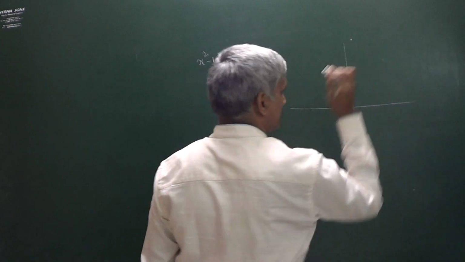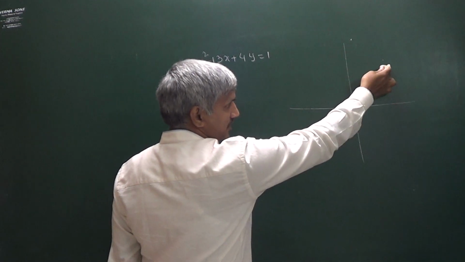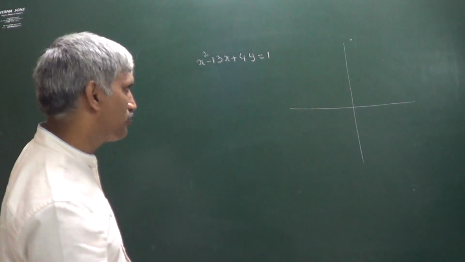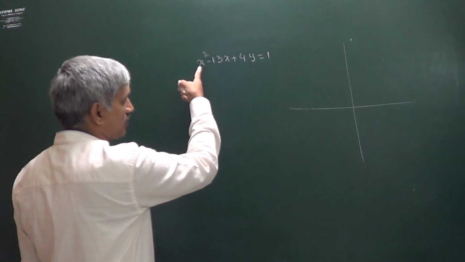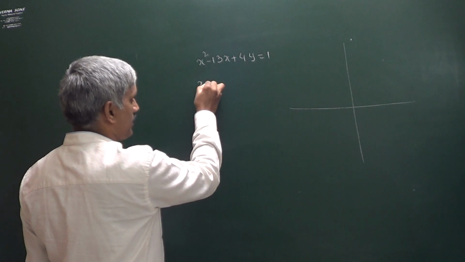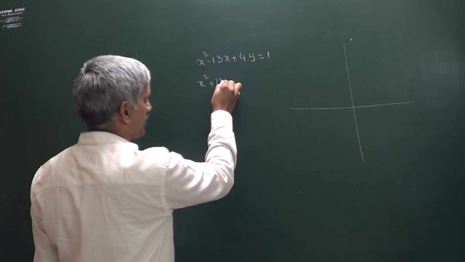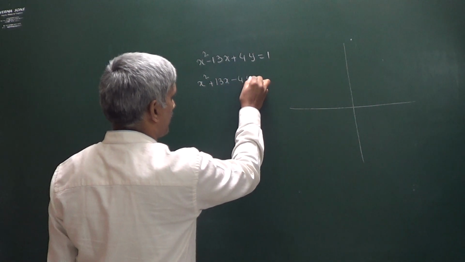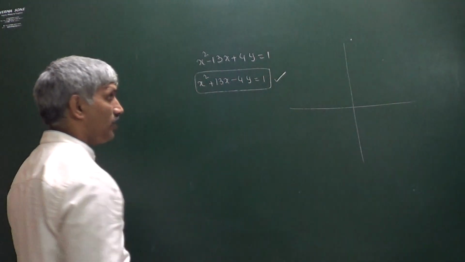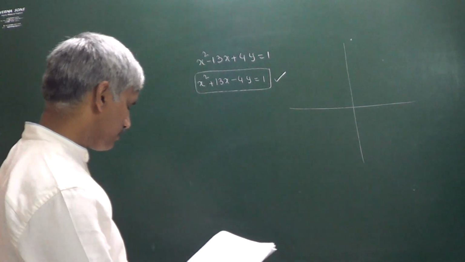Reflection in the origin. Here x comma y is there. Reflection gives minus x comma minus y. That's why to get the graph of that, in place of x, y, we have to write minus x, minus y. That's why you will get x square plus 13x minus 4y is equals to 1. That's all. This is the graph of the C2 curve.